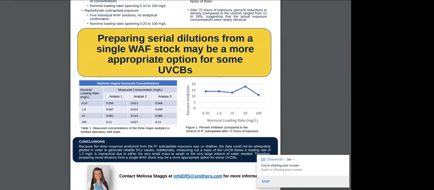So it's really important to understand the materials, to do some of this upfront work to really understand your material and how it's going to act in the exposure system. And then when you do that, you have a strong case for submitting this data, even though it's not exactly in line with what the guideline recommends.